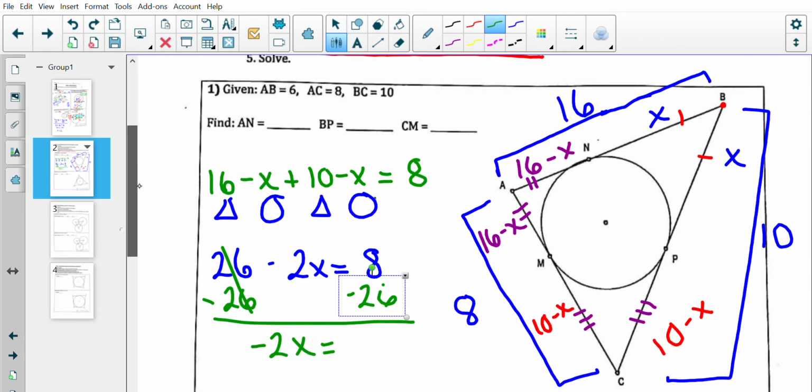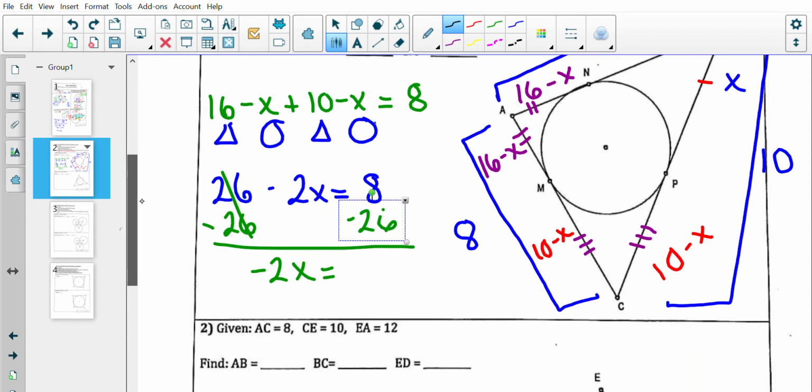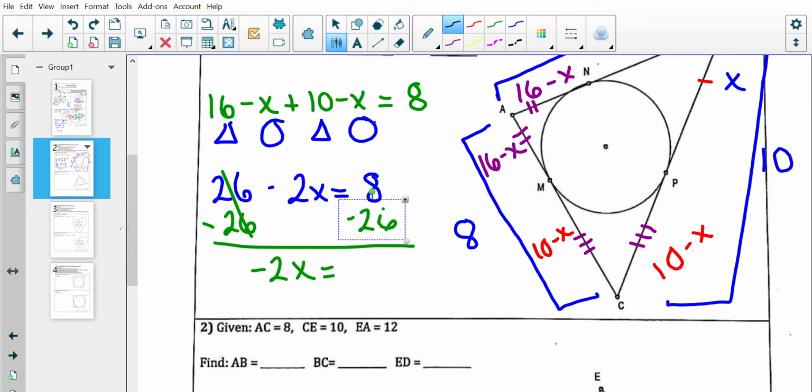Oh guys, I labeled this wrong. Okay, let's just change it. We'll change this to 16. It's all right. AB was supposed to be 6, but let's just change it to 16 to continue with what we were doing. So now we're going to have 8 minus 26. That's going to be a negative 18. So x will equal a positive 9.